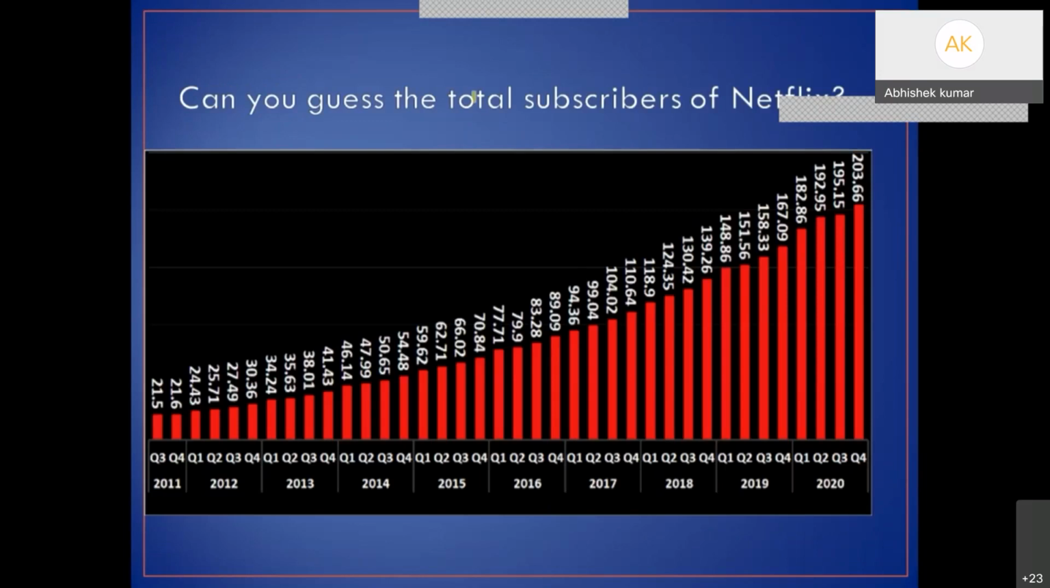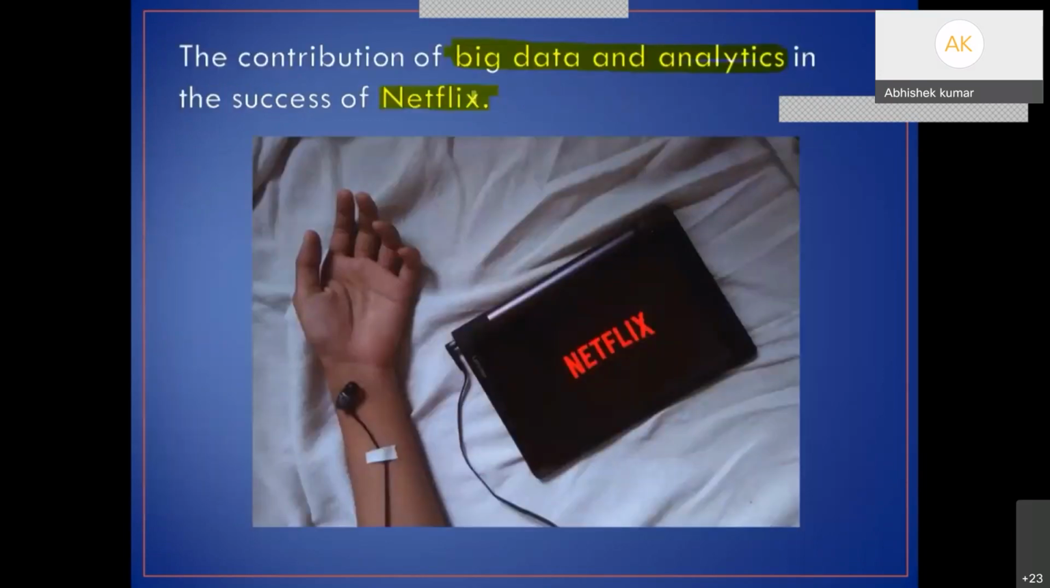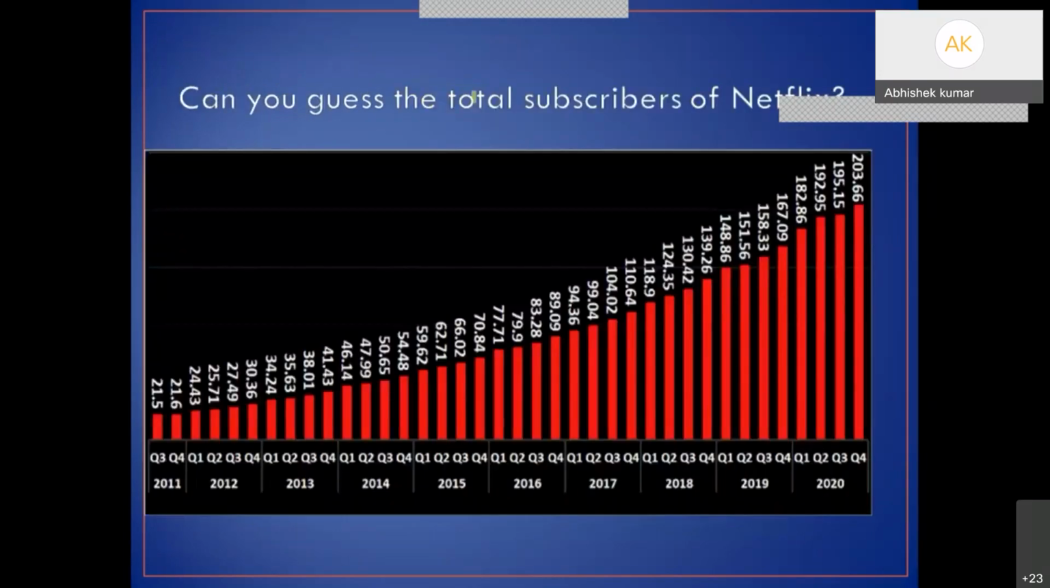Fine, this is the graph we are having. So my question to you is, what is Netflix and what do they do? What is Netflix? A real-time example can make things much clearer. Netflix is a media company, actually.